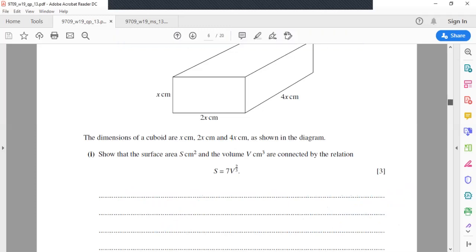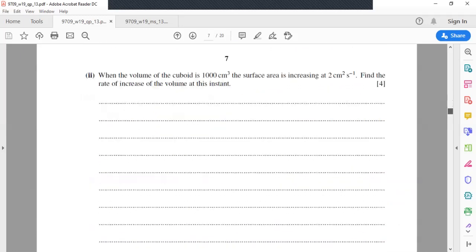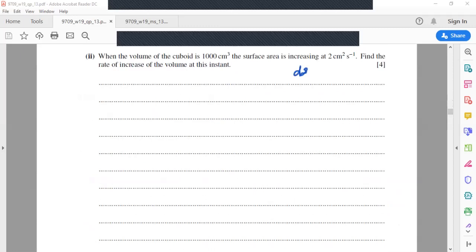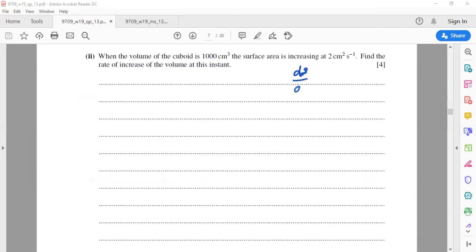Now let's go to the next part of this, in which it says, when the volume of the cuboid is 1000 and the surface area is increasing at a rate of 2 centimeters squared per second. So dS by dt is 2 centimeter squared per second. We know we are looking for the rate of increase of volume. So dV by dt is actually required.